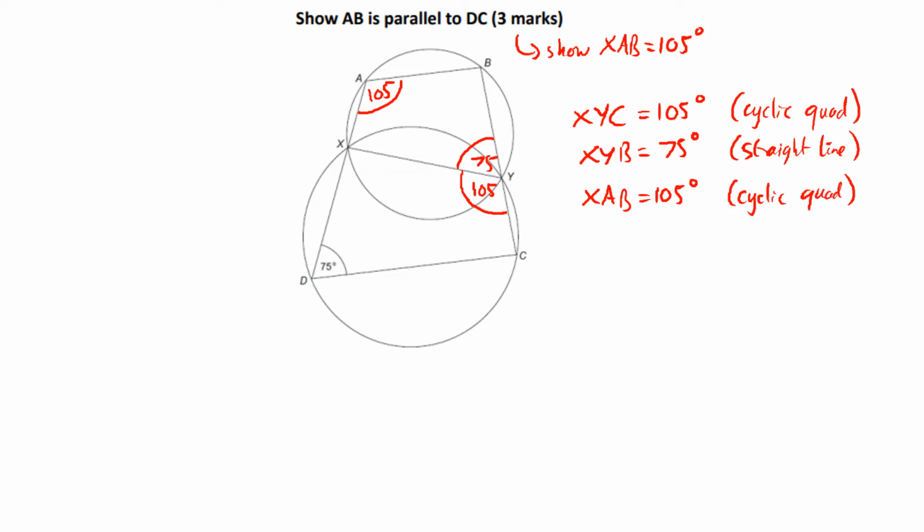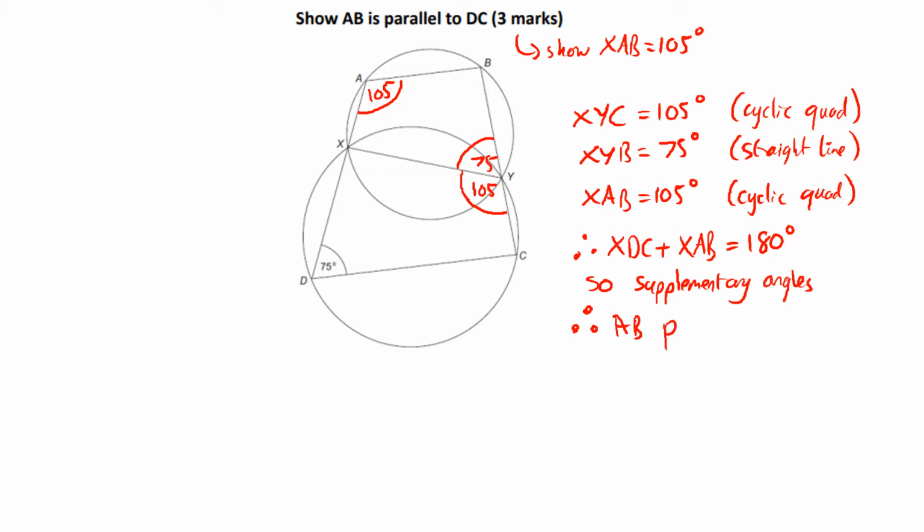Okay, so let's summarize. We're trying to show XAB is 105. We've done that. So we can say, therefore, XDC, which is the 75 down here, plus XAB is equal to 180 degrees. So they are supplementary angles. And therefore, AB is parallel to DC. Proof. Cool, so hopefully you're spotting the pattern here.